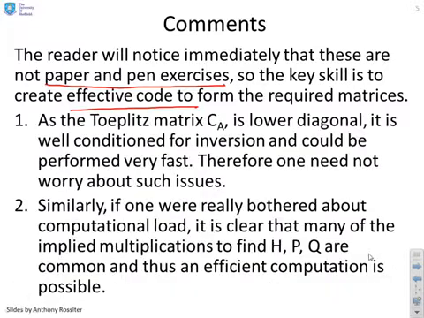Now, as the Toeplitz matrix CA is lower diagonal, and you'll see it's striped, it's well conditioned for inversion. And so if you wanted to, you could write specific code to do the inversion of this, which would be very, very fast. But the key thing is it's well conditioned, so you don't need to worry about whether the inversion will give you problems.